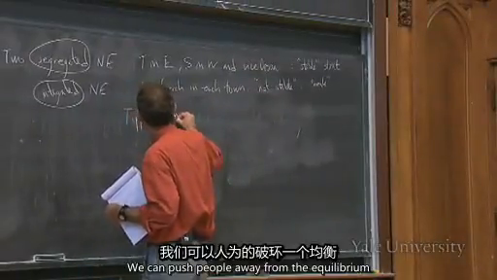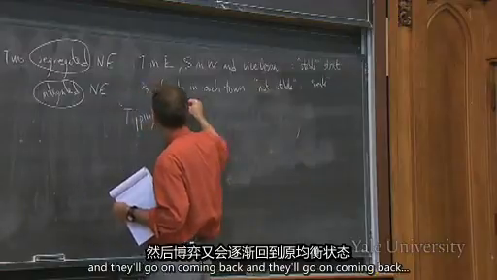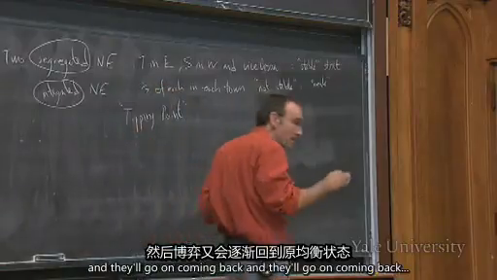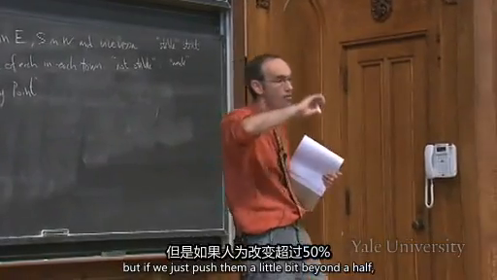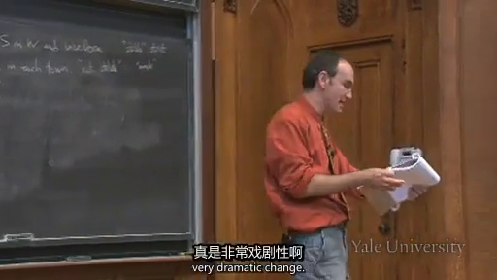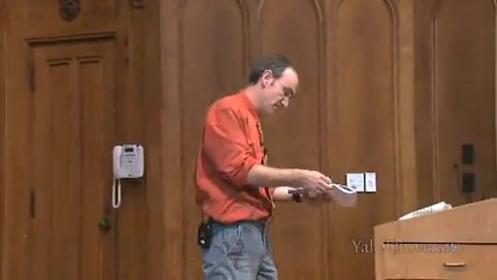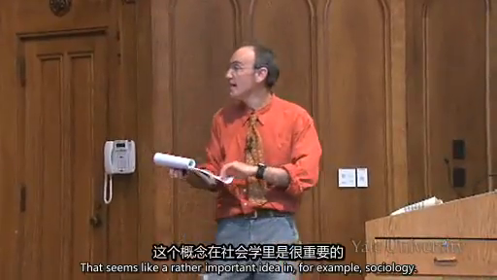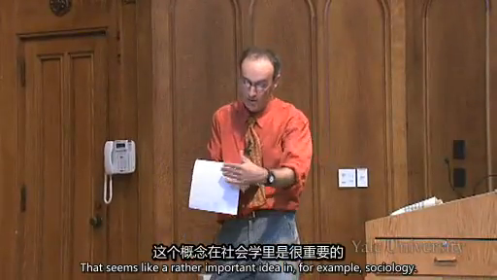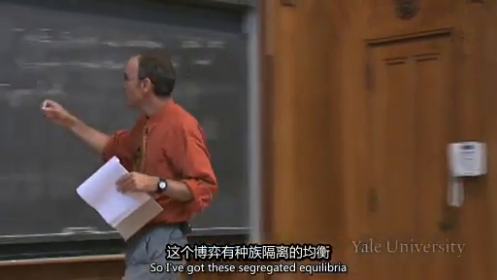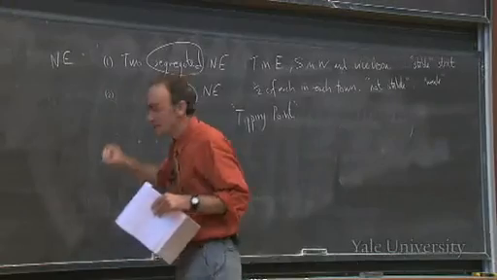We can push people away from the equilibrium, and they'll go on coming back, and coming back, but if we push them a little bit beyond a half, whoops, they'll go off to the other equilibrium. Very dramatic change. All right? So that seems like a very important idea in, for example, sociology. So I've got these segregated equilibria, and I've got these integrated equilibria, and let's make the other obvious remark.